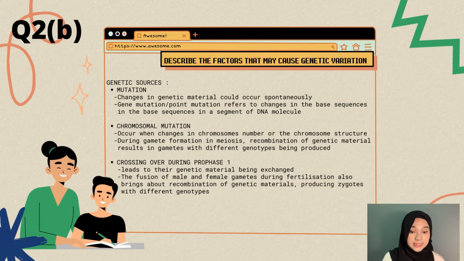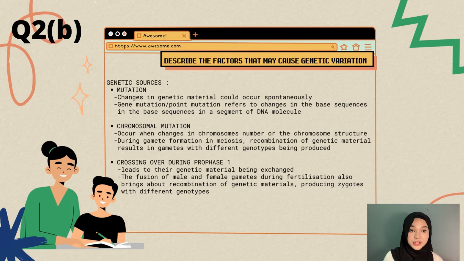In mutation, changes in genetic material could occur spontaneously. Now, look at the key point: spontaneously. Gene or point mutation refers to changes in the base sequences in a segment of the DNA molecule. While chromosome mutation occurs when there are changes in chromosome number or chromosome structure.